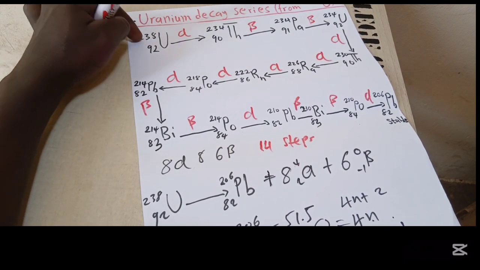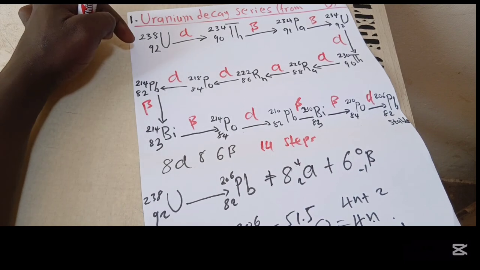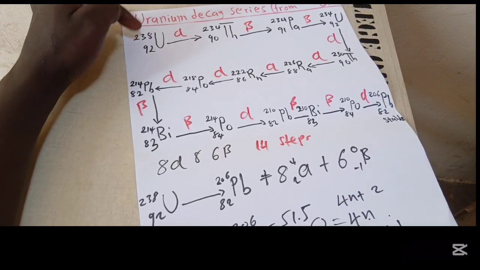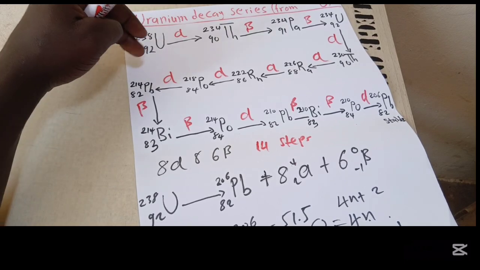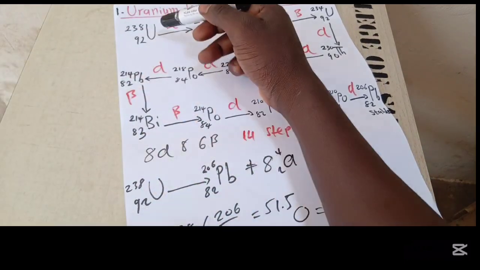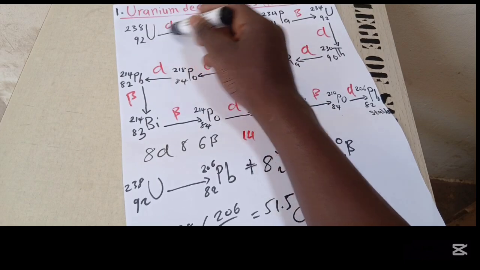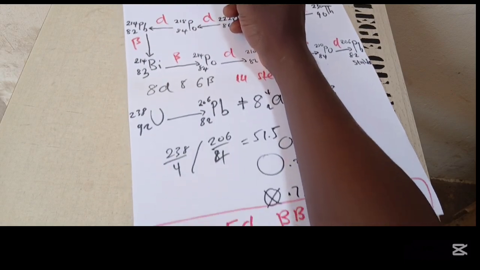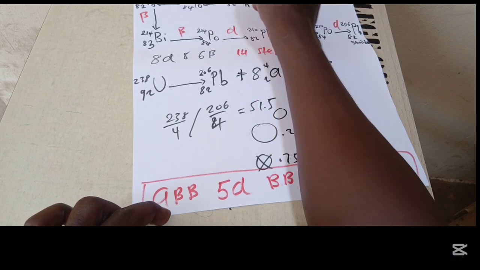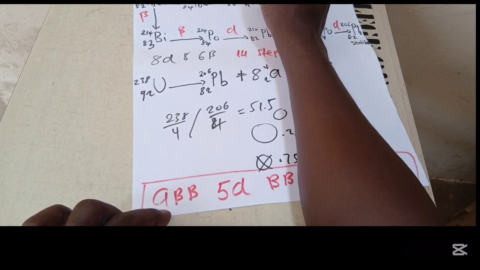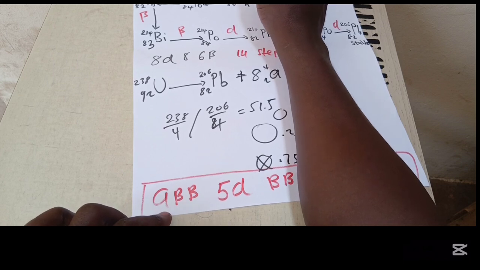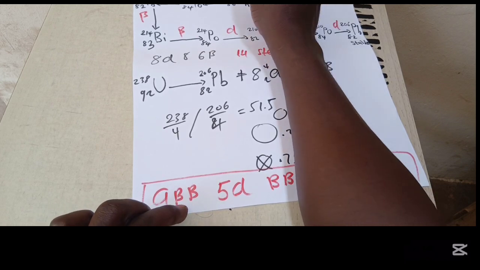It will start from uranium 238, atomic number 92. So keep it in your head. First of all, you write your uranium 238, then you bring your arrow and write your alpha. When you write your alpha, you subtract the mass and subtract the number of protons. Then what do you get? You compare the atomic number of what you get to the periodic table and write the element.